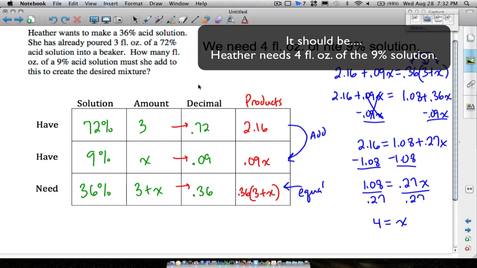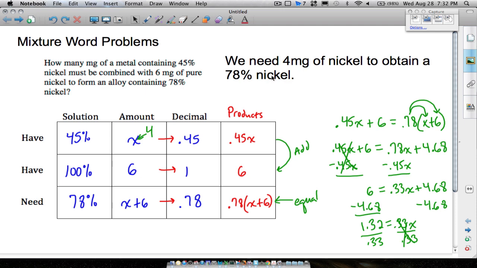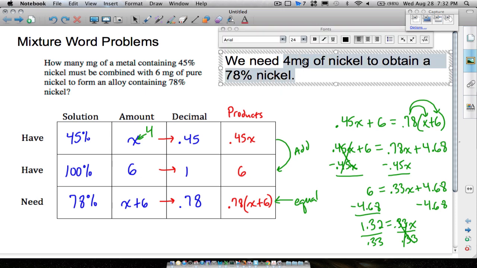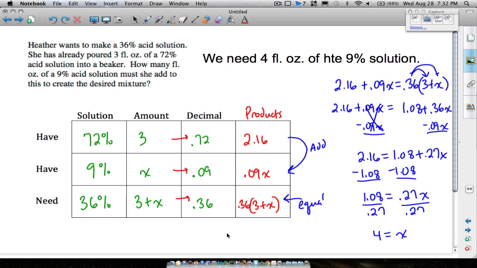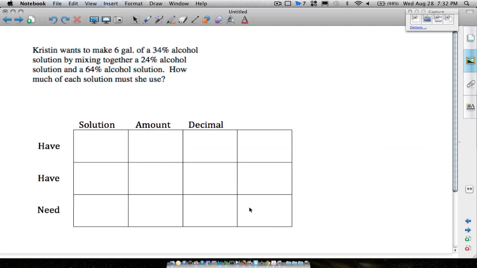And I guess back here, this is kind of driving me crazy. This whole sentence that I was messing up, but we need 4 milligrams of 45% nickel. That sentence just sounds better to me. How many milligrams of metal do we need? We need 4 milligrams of that 45% nickel. That's what we found right there. 4 milligrams of the 45%. That sentence is just easier, shorter, and more clear, I guess you could say.